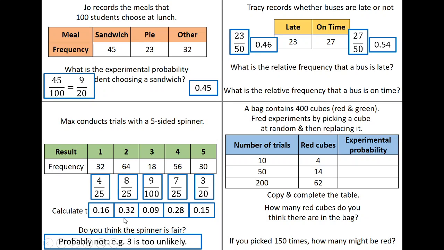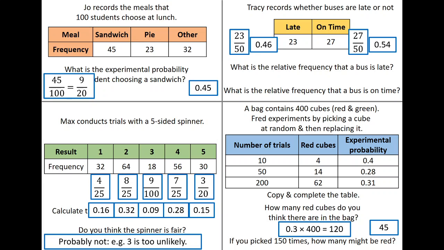Okay, last one. A bag contains 400 cubes, red and green. Fred experiments by picking a cube at random and then replacing it. So he's done an increasing number of trials, 10, 50 and then 200. And the number of red cubes was 4, 14 and 62. So the experimental probability is going to be the red cubes over the number of trials. So 4 divided by 10 to get 0.4, 14 divided by 50 to get 0.28, 62 divided by 200 to get 0.31.